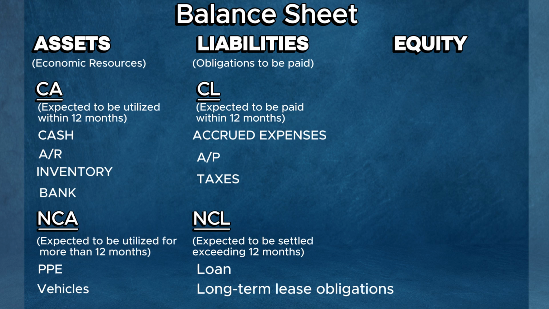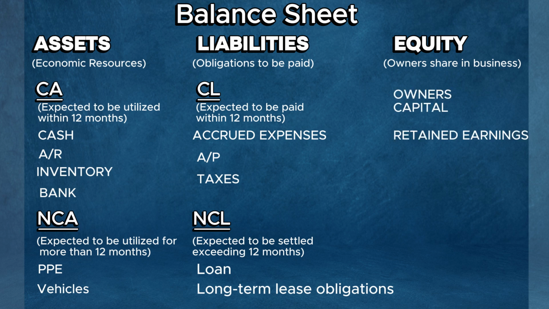The third key element of the balance sheet is equity. Equity means the owner's share in the business. The common forms of equity are the owner's capital, which is also known as the share capital, and the retained earnings. The retained earnings are the accumulated profits and losses that a business has incurred during past periods, and they keep showing on the balance sheet under the share capital.